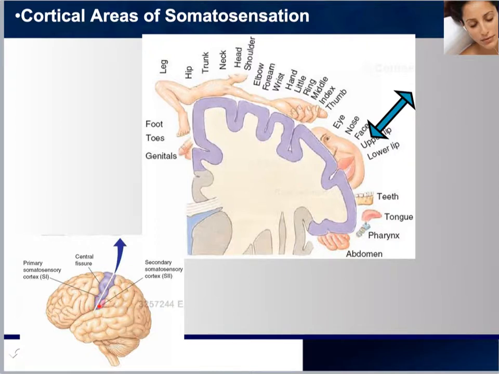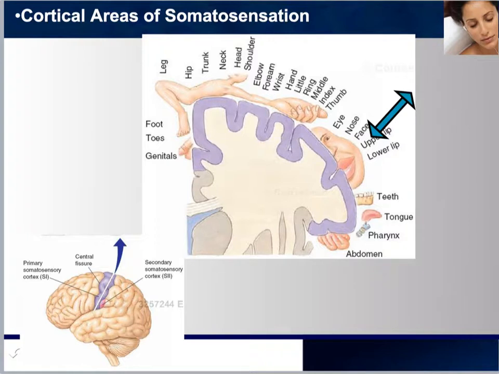The secondary somatosensory cortex would be the smaller area here. You may remember from the occipital lobe that the primary was here and the secondary was larger. Same thing with auditory: the primary was smaller and the parabelt was larger. Well, here we see the opposite. The primary is actually larger and the secondary is much smaller.